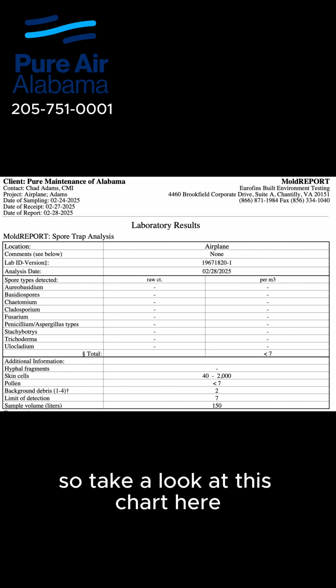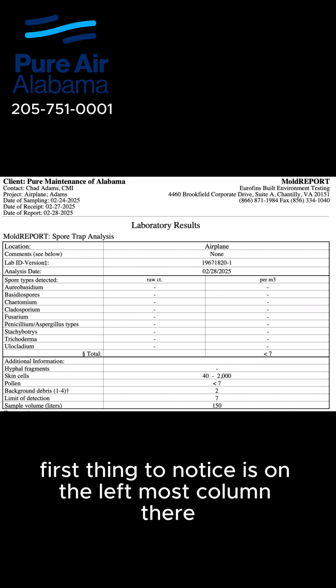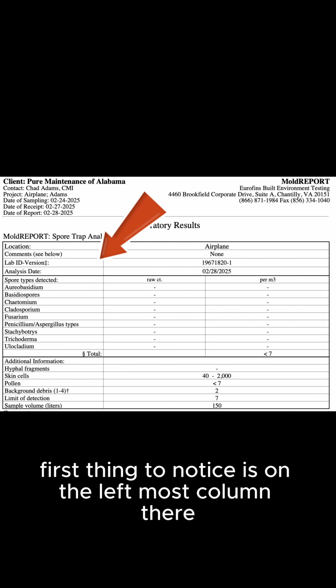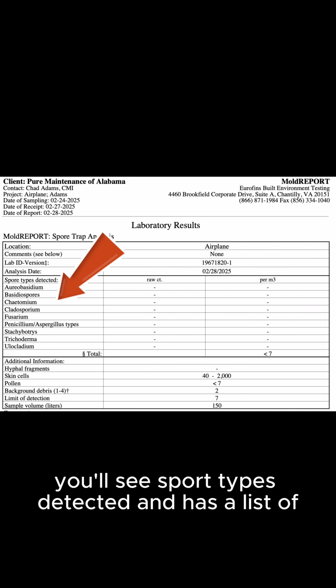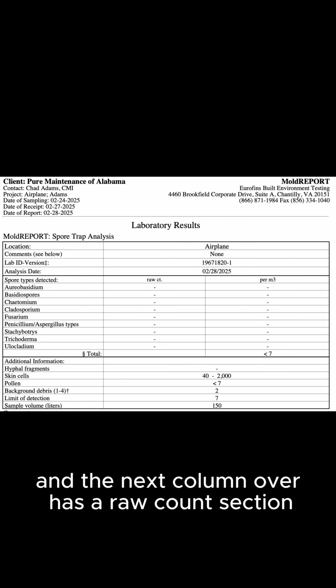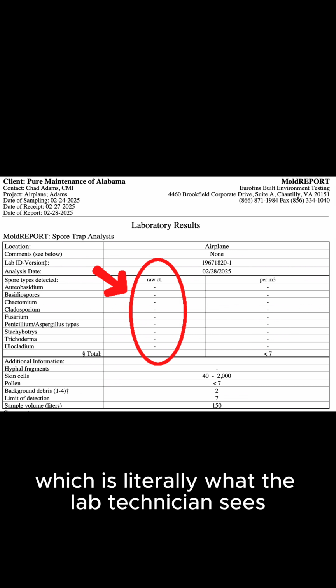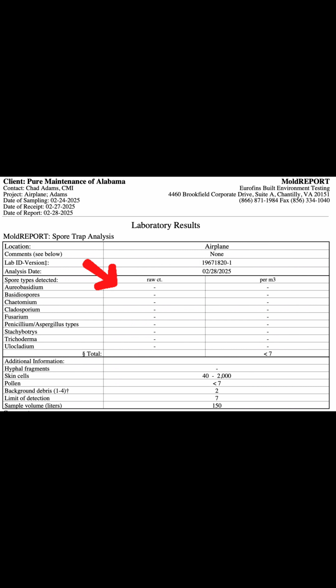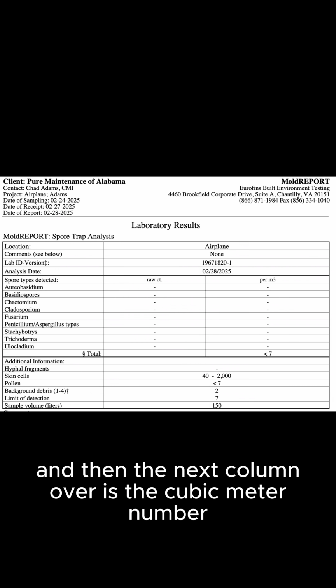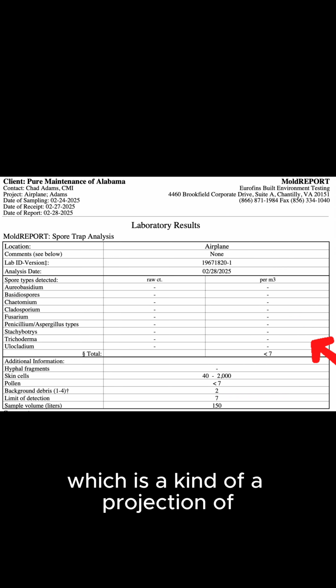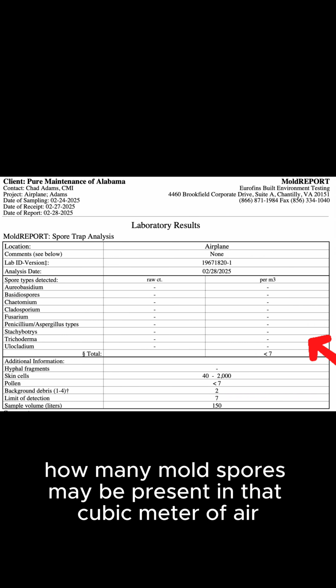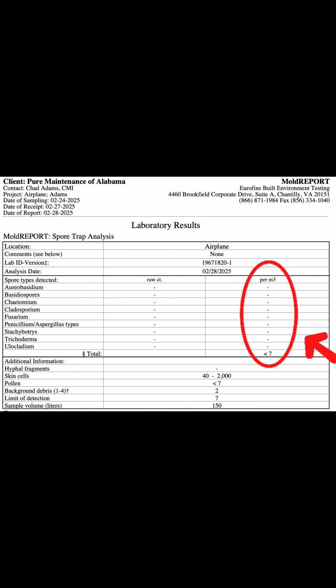All right, so take a look at this chart here. First thing to notice is on the leftmost column, you'll see spore types detected, and it has a list of different spore types. The next column over has a raw count section, which is literally what the lab technician sees in the microscope. And then the next column over is the cubic meter number, which is kind of a projection of how many mold spores may be present in that cubic meter of air.